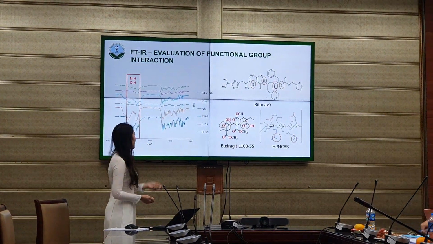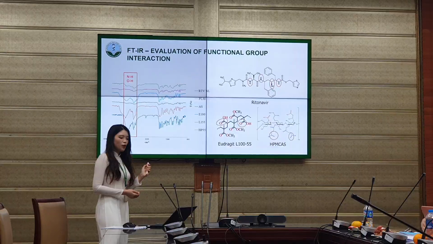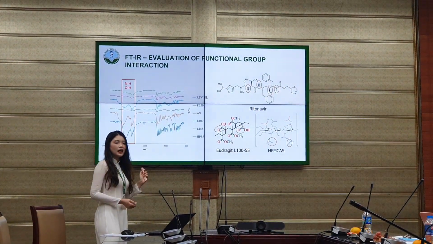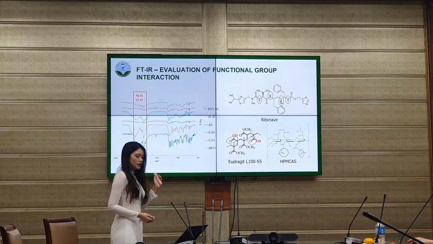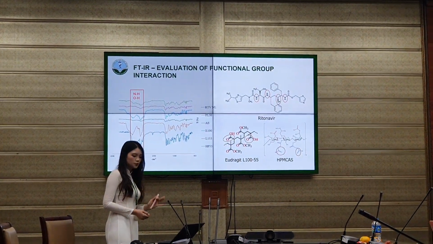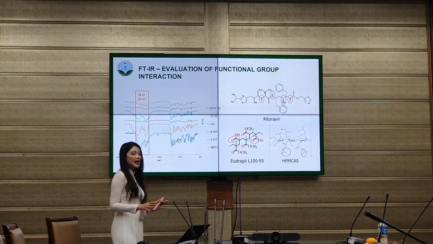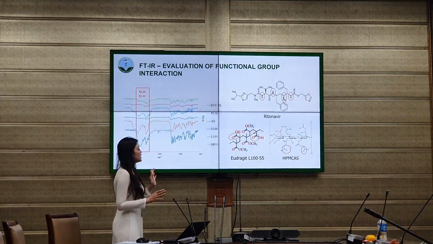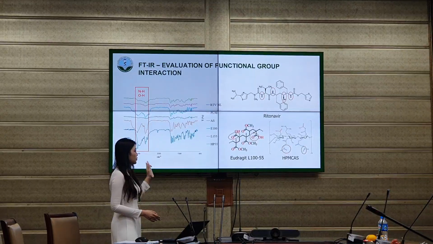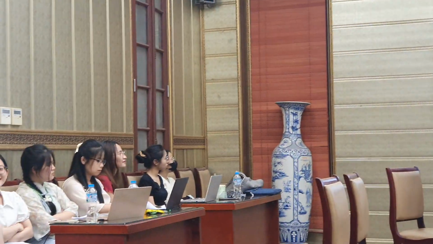So in the FTIR spectrum of the polymers HPMCAS, HPMCP, and Eudragit L100-55, the absorption signals corresponding to the amino and hydroxyl groups are almost completely absent. And this suggests an interaction between the amino and hydroxyl groups of the ritonavir and the carboxyl groups of the polymers.